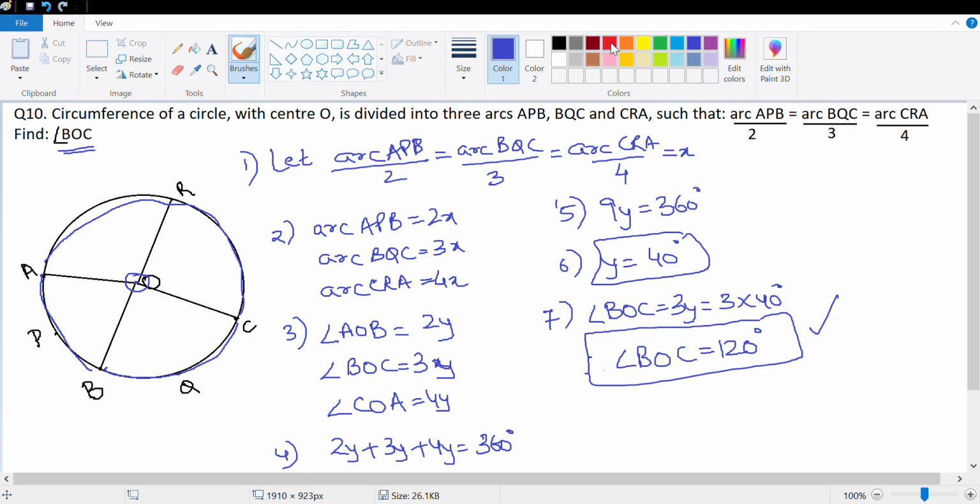That brings me to an end of this chapter. Before I leave, let me mark the homework questions for you from this exercise. Exercise 17D. Homework for you would be question number 1, question number 5, and question number 6.